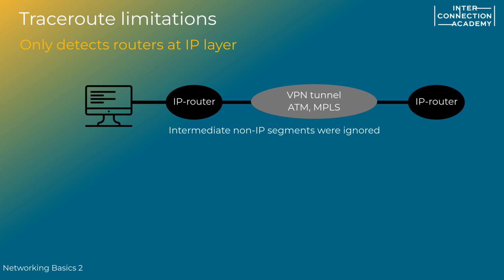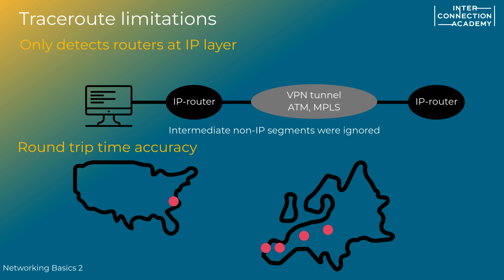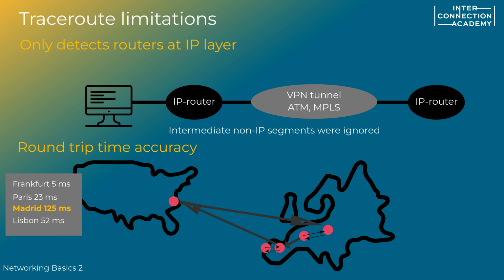Another limitation involves round-trip time accuracy. Traceroute measures the total time for the packet to travel forward and for the ICMP reply to return. The return path may differ from the forward path, possibly taking a much longer route. For example, a traceroute from Germany to Portugal might show normal RTTs for Frankfurt and Paris, but an unexpectedly high RTT for Madrid if the returning ICMP packet takes a transatlantic detour. And finally, Lisbon. Therefore, RTT values in traceroute should always be interpreted with caution.